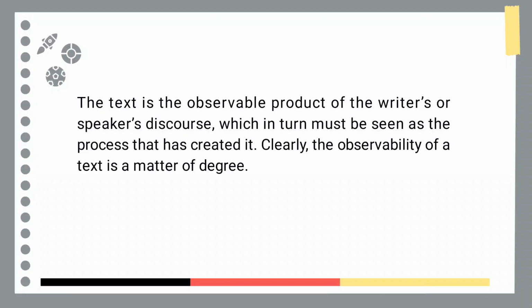The text is the observable product of the writer's or speaker's discourse, which in turn must be seen as the process that has created it. Clearly, the observability of a text is a matter of degree. So this means that discourse is a product of communication stemming from the observable intended message of the writer or speaker made sense by the reader or hearer through the process of meaning making. Hence, meaning making only depends on the observable meanings in a text.